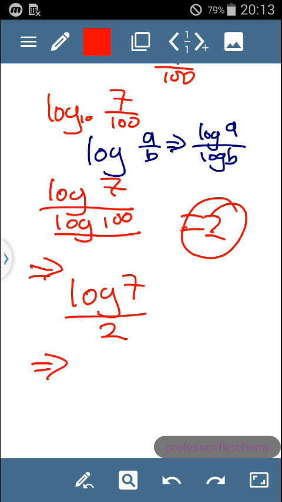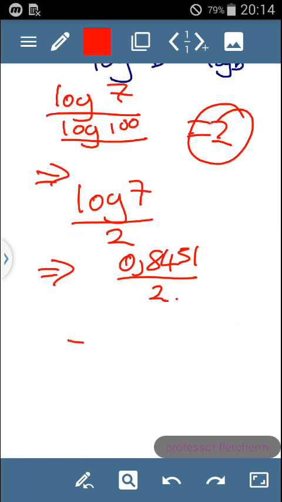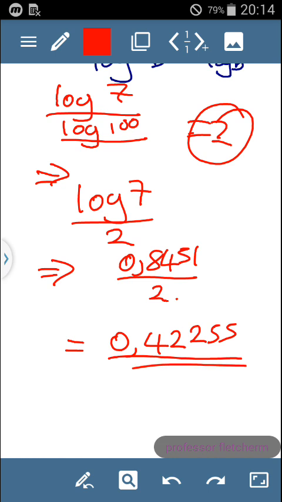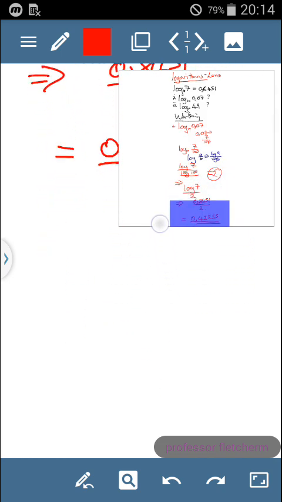So it's now easy. This one we have been given from the top, so it's 0.8451 divided by 2. That should be easy to calculate. So this is equal to 0.42255, and it goes on. Depending on how many decimal places you require, this is the result that you get. So let me do the second part.